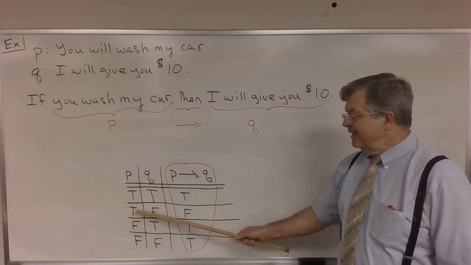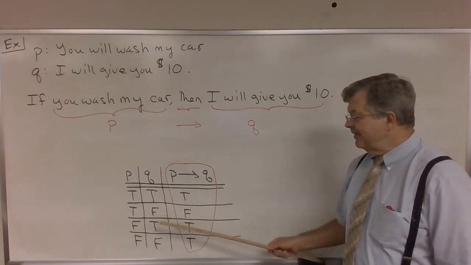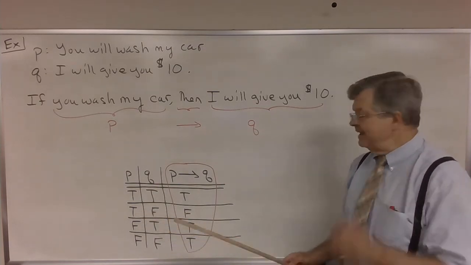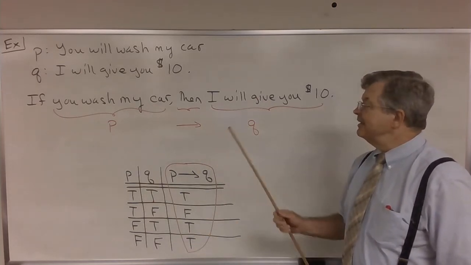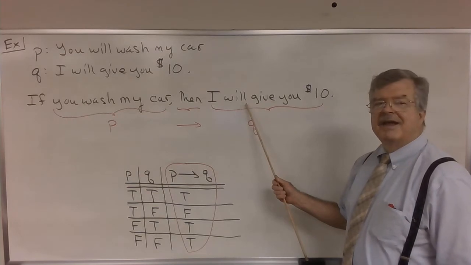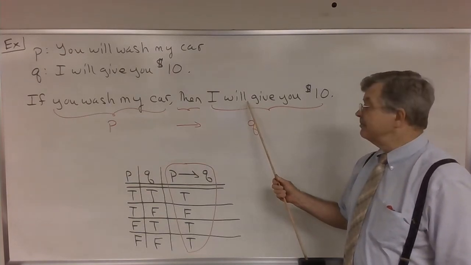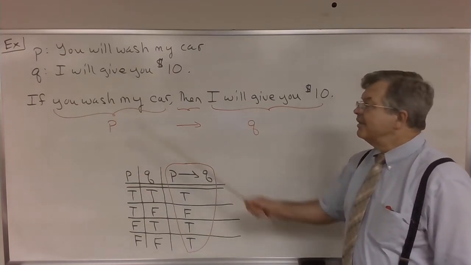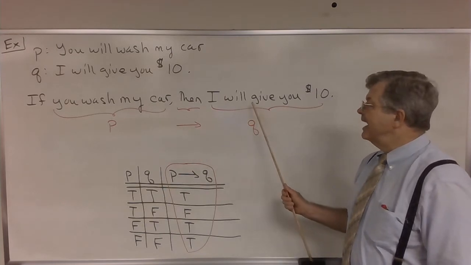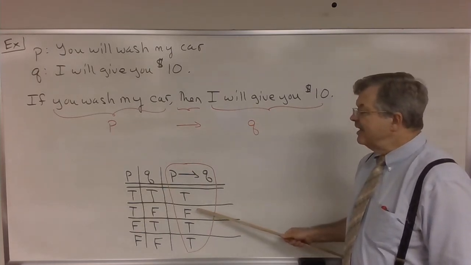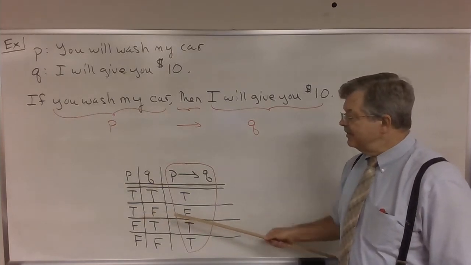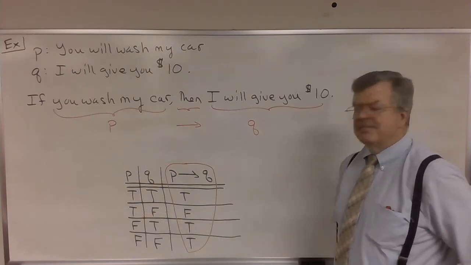So, if P is true and Q is false, that means I've lied. You satisfy this condition, and then I don't make good on my promise. You wash my car, I don't give you the $10, I lied. So, if P is true and Q is false, this statement is false.